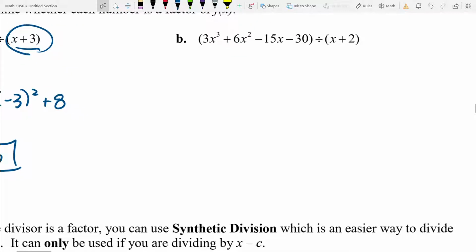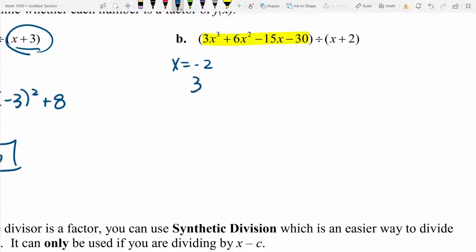Guys, look. See this question B right here? Do I know how to factor that? It's going to be tough. So instead of sitting and trying to factor it, I can start by setting the x plus 2 equal to 0 and plugging it in to see if it works out. So set x plus 2 equal to 0 and you get x equals negative 2.